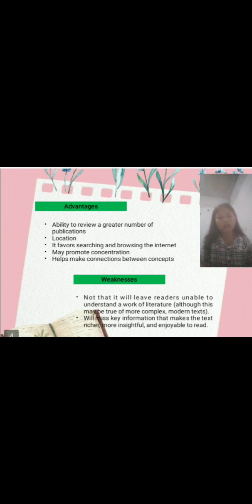So the weakness of surface reading is being unable to understand a work of literature, because in surface reading we only focus on the foreground, not the background of the critical reading that we learn or read.